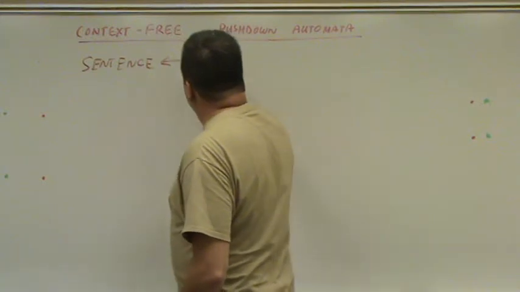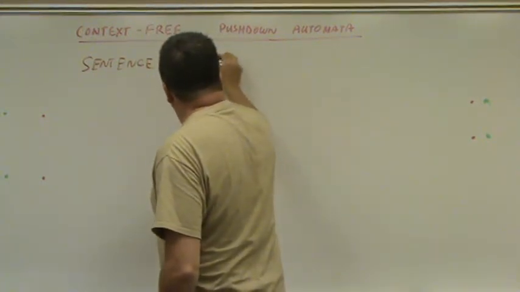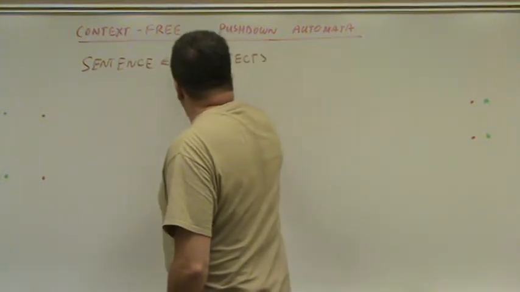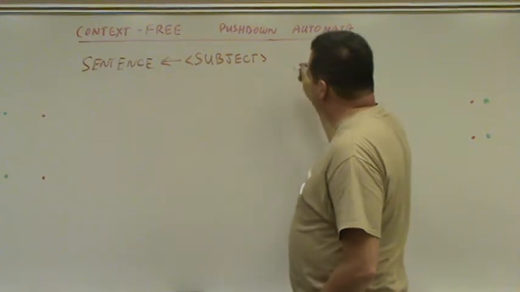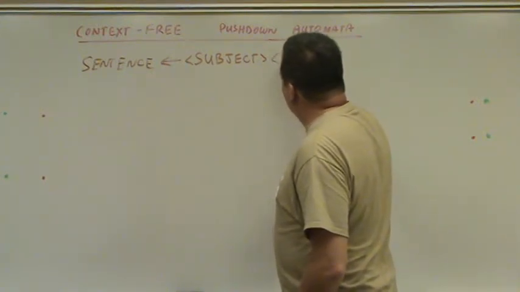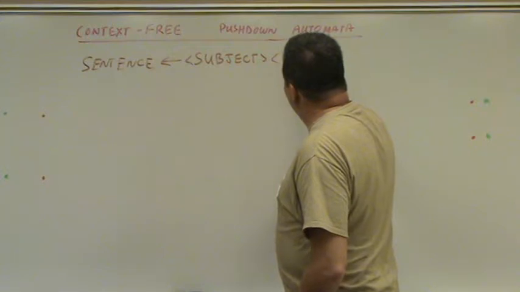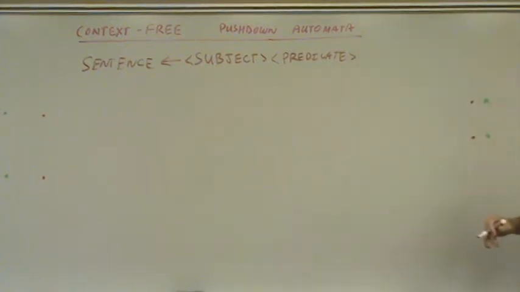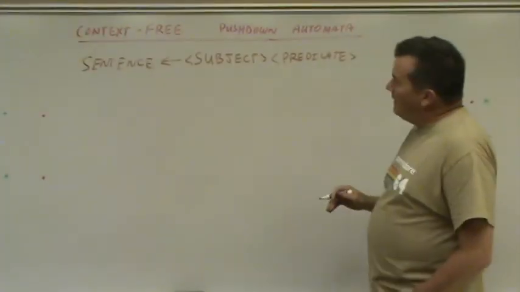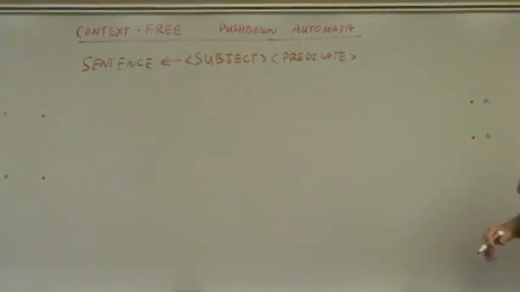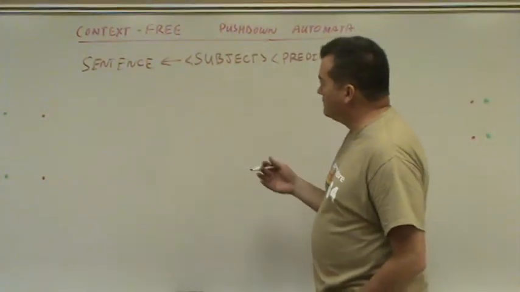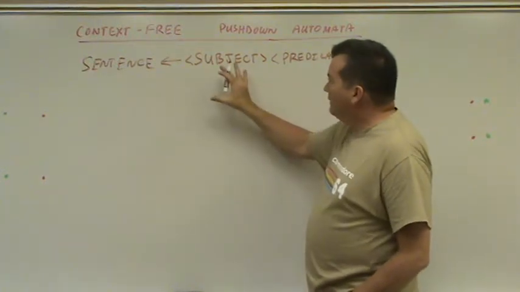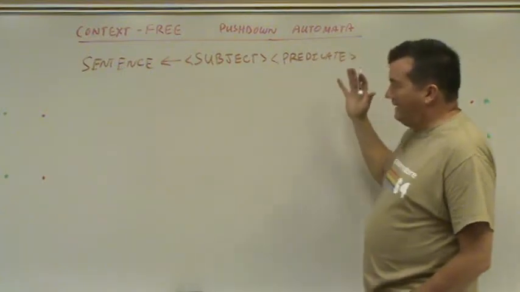Right, but I'm going to use a restricted version of English. I'm going to say a sentence is made up of a subject followed by a predicate. So in other words, for sentences, you have to say a noun, like, the dog barked. So, a subject and then what it did.